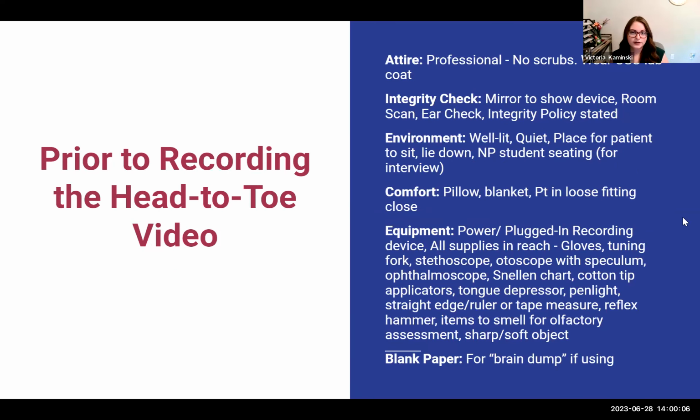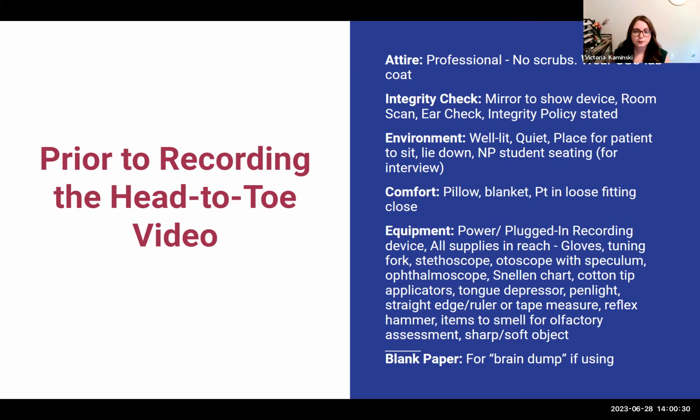So prior to recording, and this is based on the checklist that I just mentioned to you, you are in professional attire, so no scrubs. You're going to wear your USU lab coat, but not your ID. There's going to be an integrity check that you're going to do. So what you are going to show is a mirror of your device. You're going to basically hold that up and show your device that you're recording against. And so we can see there are no notes behind you.